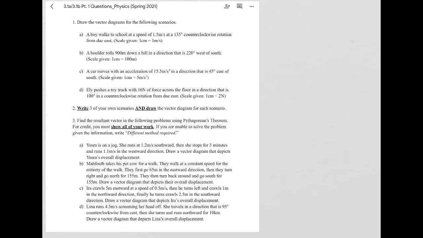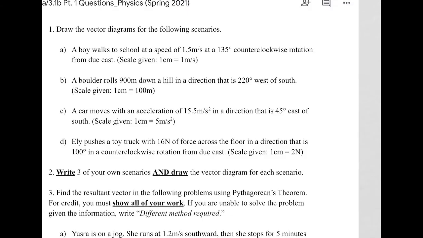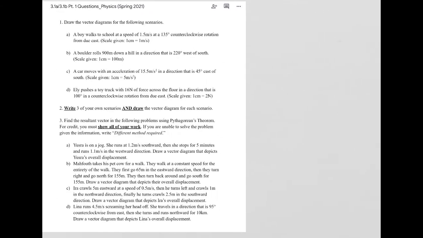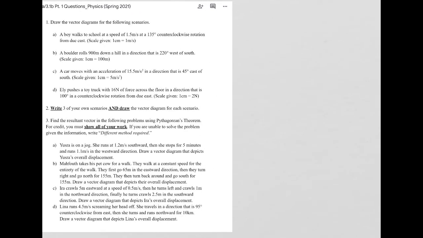Alright, so first we have this assignment from Tuesday. Number 1 says draw the vector diagram for the following scenarios. Letter A says, a boy walks to school at a speed of 1.5 meters per second at a 135-degree counterclockwise rotation from due east, and the scale given is 1 centimeter equals 1 meter per second. So what you need to do is draw the vector diagram.